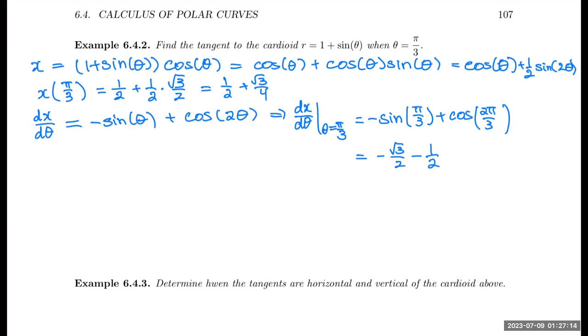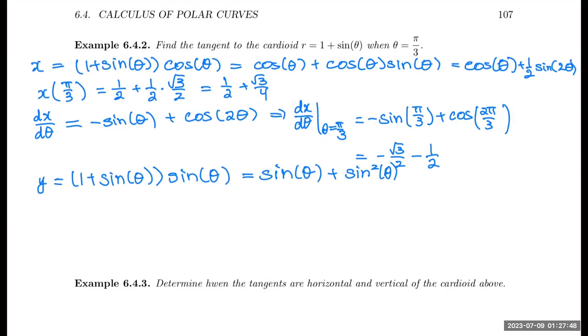Okay, so next, once we have this one, how do we find the y? So y, we know, is going to be 1 plus sine theta multiplied by sine theta. This is equal to sine theta plus sine squared theta.